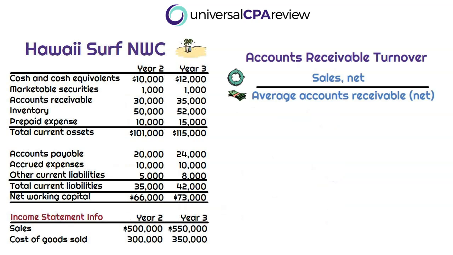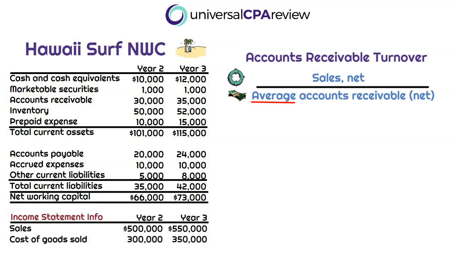The next turnover ratio is the accounts receivable turnover ratio. And similarly, on the numerator side, we have an income statement account, specifically sales net, right? Because it's related to accounts receivable. And then on the denominator, we have that average accounts receivable net.